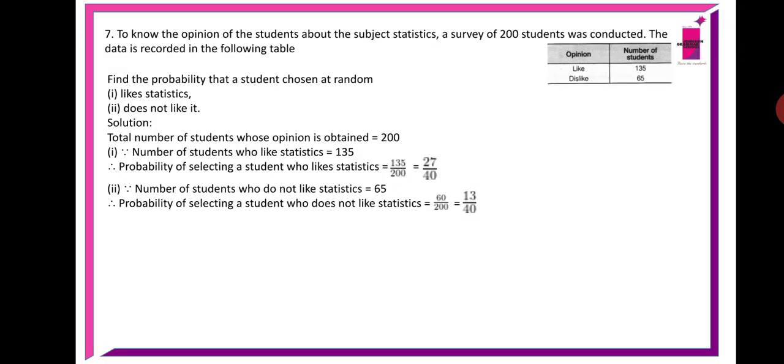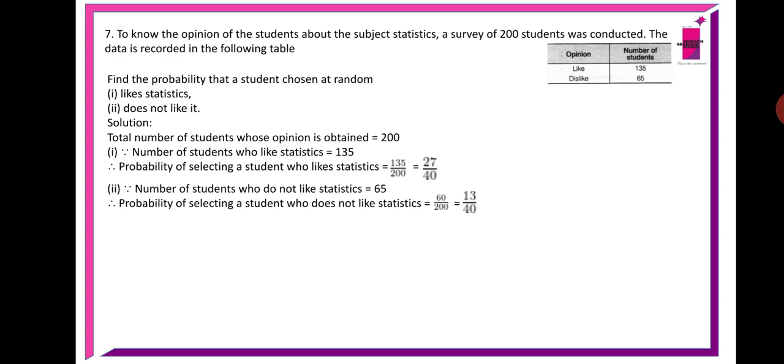Seventh question. To know the opinion of the students about the subject statistics, a survey of 200 students was conducted. The data is recorded in the following table: 135 students like and 65 students dislike. So find the probability that a student chosen at random likes statistics. You know that the probability is favorable outcomes by possible outcomes, that is 135 by 200, which equals 27 by 40 after simplifying.